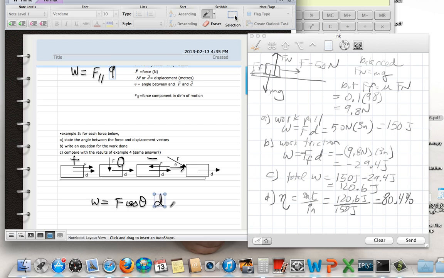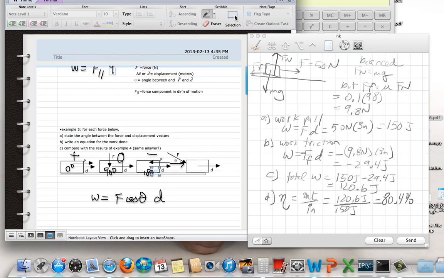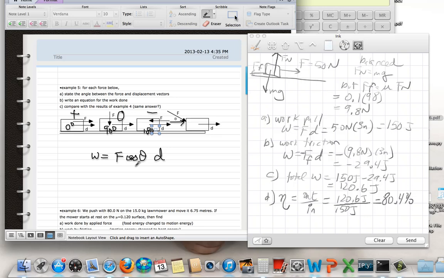And what we notice is that this equation actually works in all the diagrams, because here the angle between those two vectors is 0 degrees, and the cos of 0 is positive. Here the angle between those two vectors is 90 degrees, and the cos of 90 is 0. Here the angle between these two vectors is 180 degrees, because they're opposite to each other. And the cos of 180 is negative, so that again corresponds with what we expect for the work. So this gives us a nice, succinct way of summarizing all of that information.